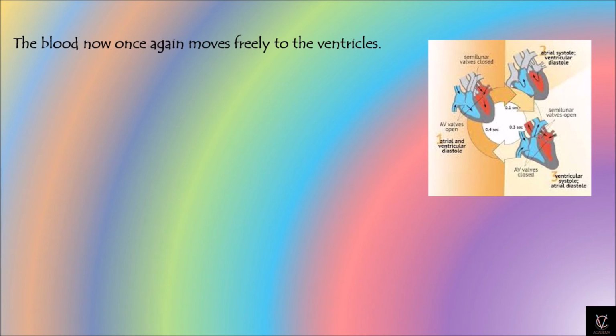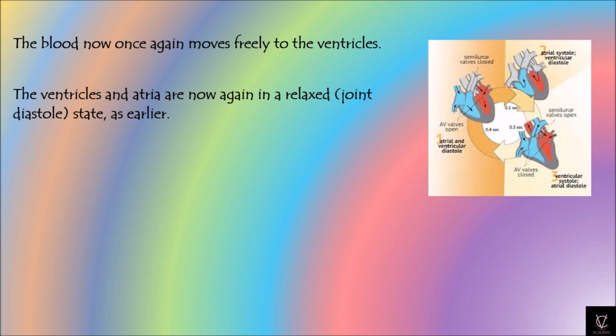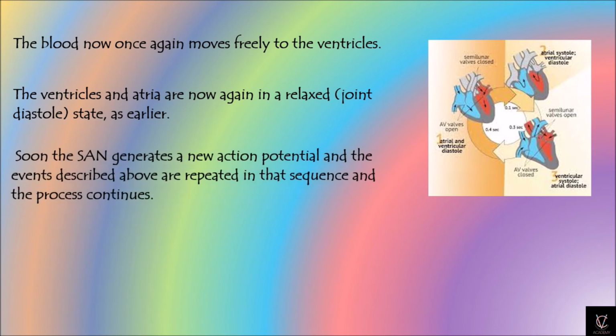The blood now once again moves freely to the ventricles. So what happens now? The blood which entered the atria goes into the ventricles by the opening of the tricuspid and bicuspid valves, and the ventricles and atria are again in a relaxed state, as I mentioned earlier. So again the joint diastole condition comes into action. Soon the SAN generates a new action potential, and the events described above are repeated in that sequence, and the process continues.